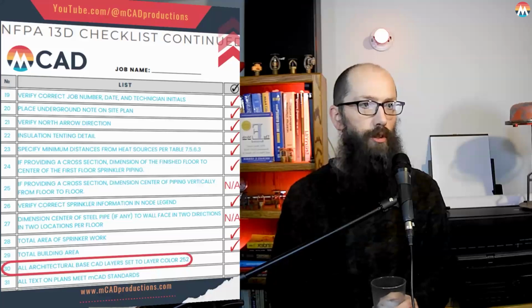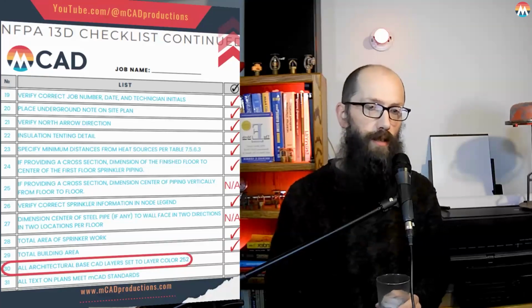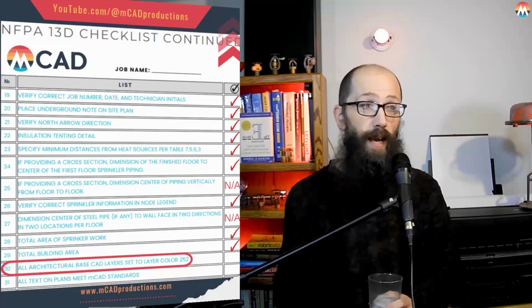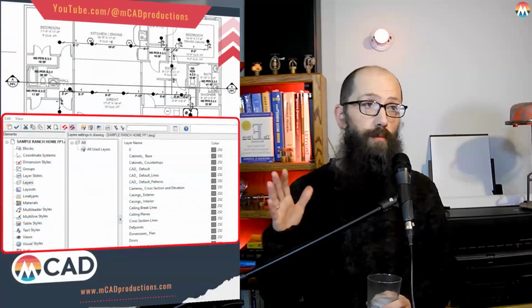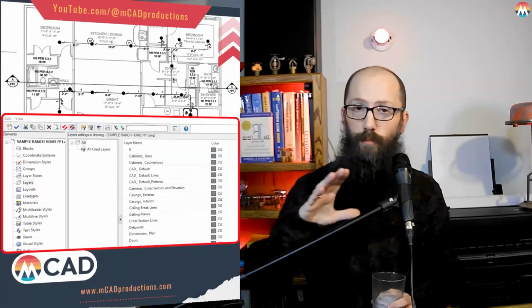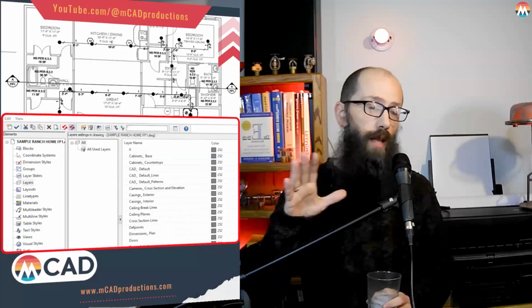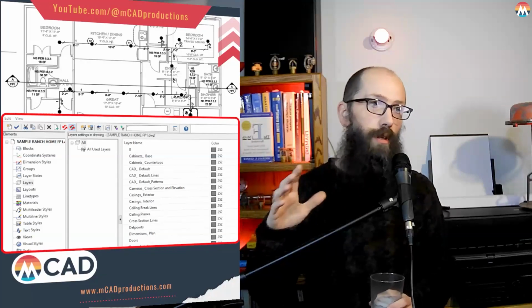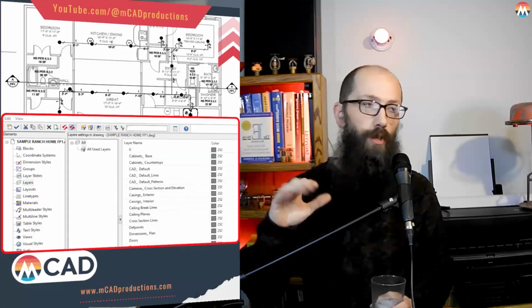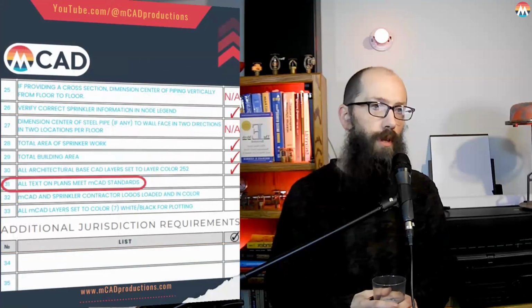All architectural base CAD layers set to color 252. And that is all about making the architectural background drawings that lighter gray so that our piping and our text, everything just pops and is easy to read and follow on top of that.